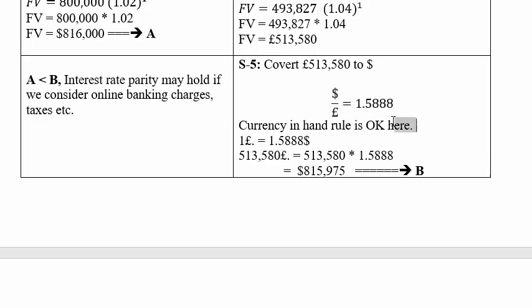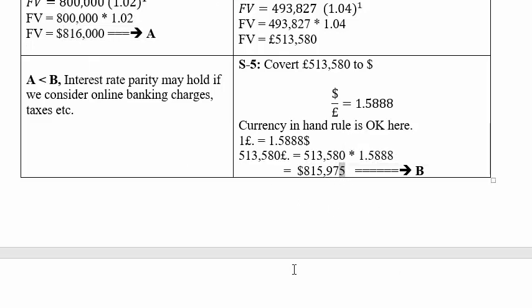Again, I'm going to apply the currency rule here. The currency rule is currency in hand must be written at the bottom. We have pounds in hand and we want to convert it to dollars. Pound is already at the bottom, so there is no issue here. 1 pound is equal to $1.5888, which will be multiplied with the number of pounds that I am converting, and we receive $815,975.